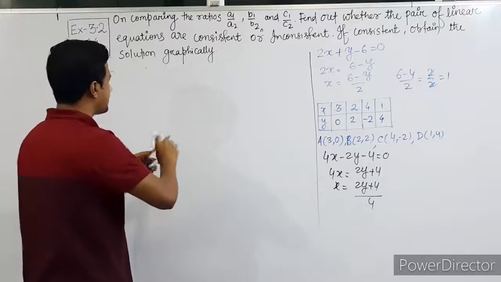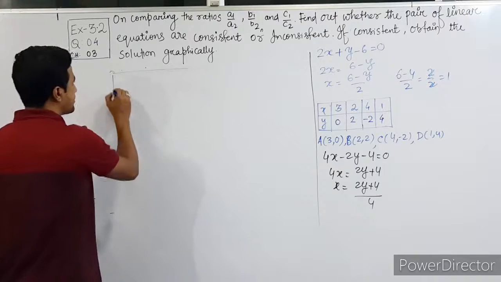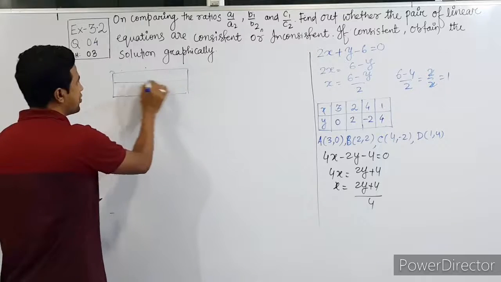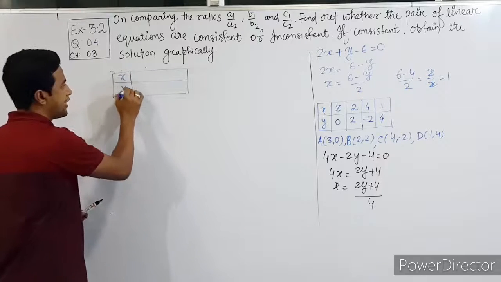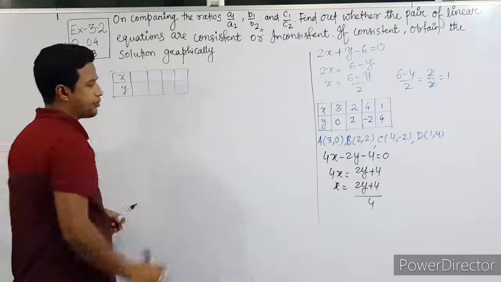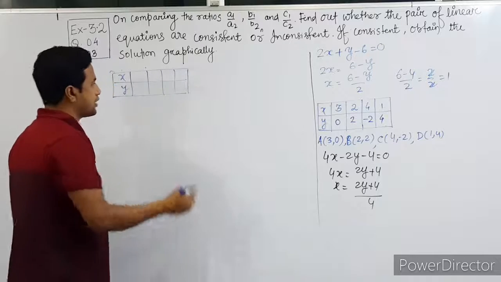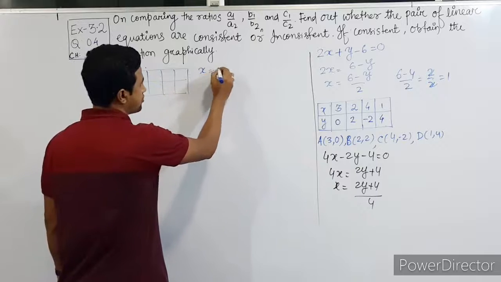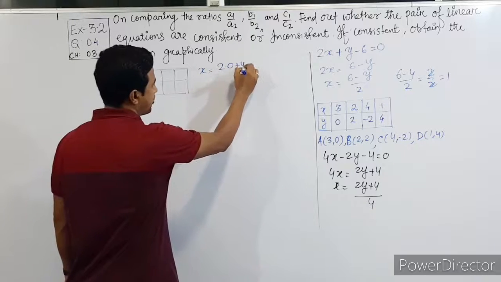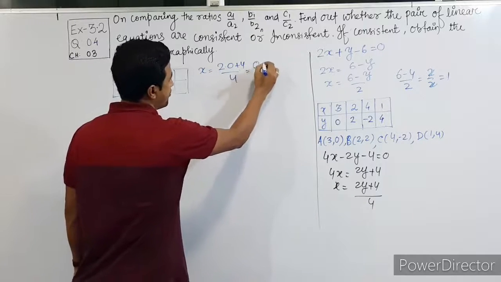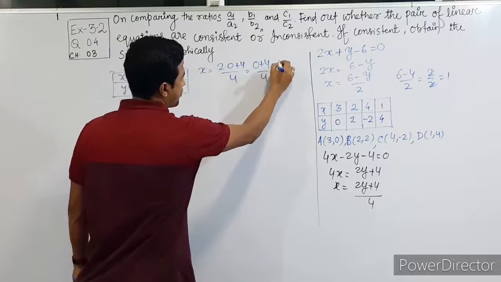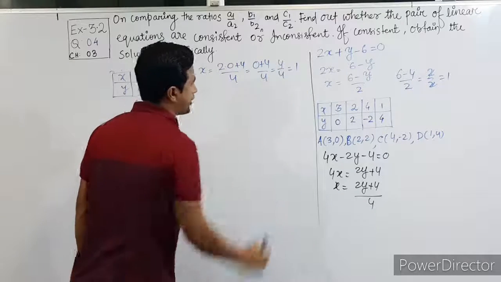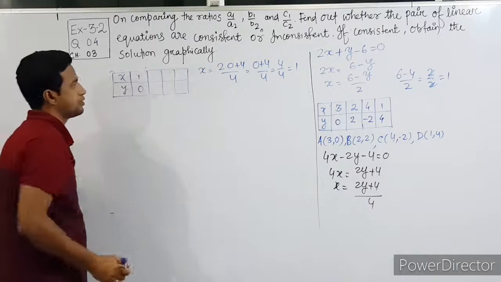How are you going to find the coordinates? Just make a box like this, and in that box x, y, we are going to find 4 points. Let us suppose the value of y is equal to 0. So what will happen here? x is equal to (2 into 0 plus 4) upon 4, that is 0 plus 4 by 4. We got 4 by 4 is equal to 1. So I got 1 here.